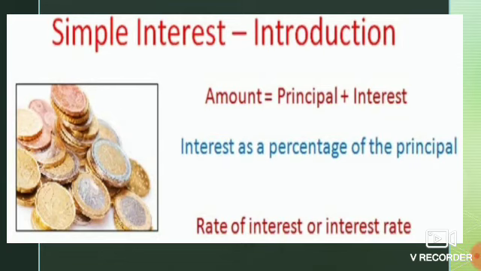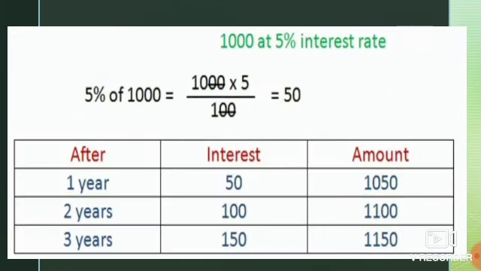Simple interest amount is equal to principal plus interest. If the rate of interest is 5% on 1000, how much should we pay? 5% means 5 rupees over 100 rupees. So here 5% for 1000, how much? So 5% of 1000 means 5% here.